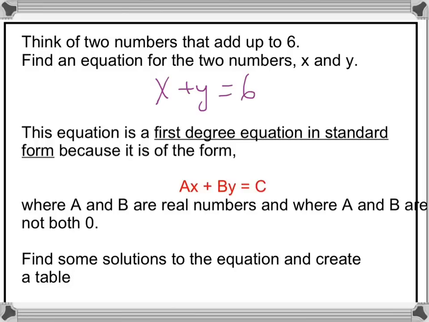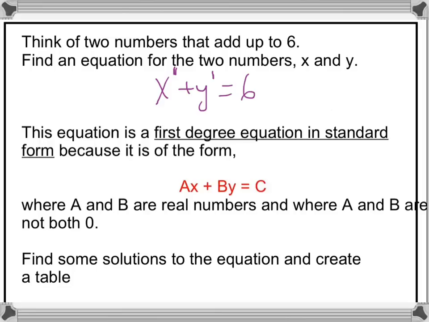This equation that we just wrote down is a first degree equation in standard form. First of all, it's first degree because the exponent on the x is 1. A second degree equation would look something like this, where the exponent on the x is 2. So we look in particular for the x. We also look for the y. So all the variables here have exponents of 1. So we say it's a first degree equation. It's written in standard form.